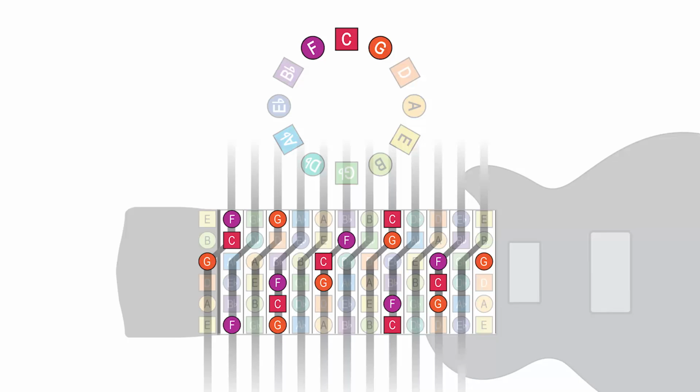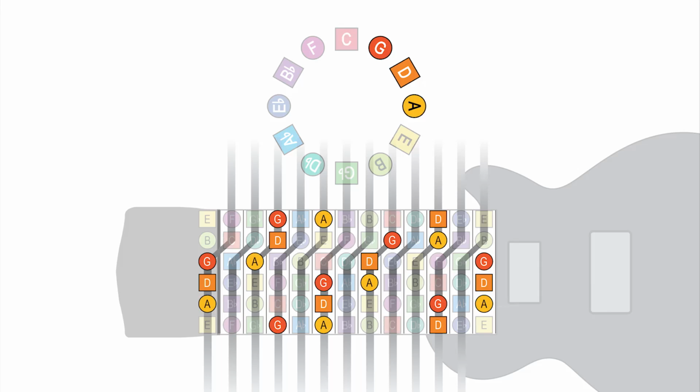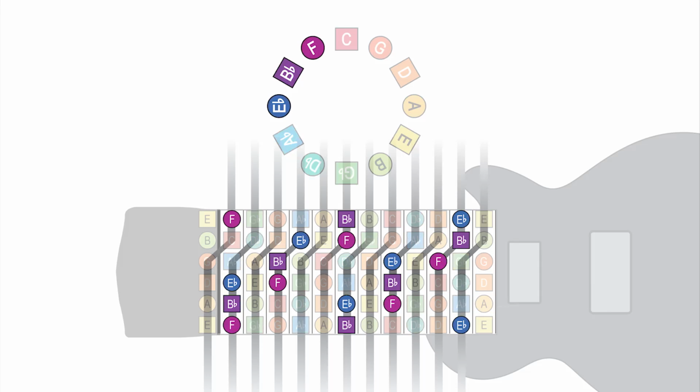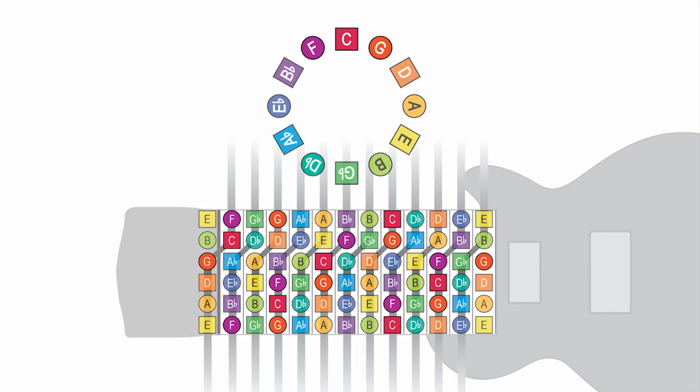So C, red, is between F, purple red, and G, red orange. The G note, red orange, is between C, red, and D, orange, and so on, all around the circle and also up and down each fret wherever these notes are positioned.